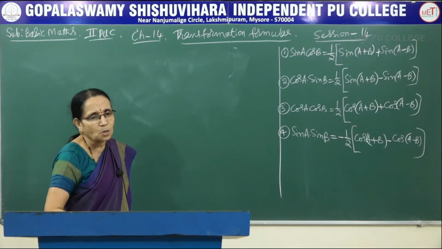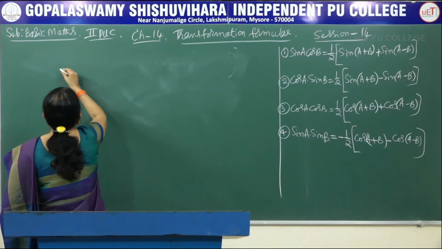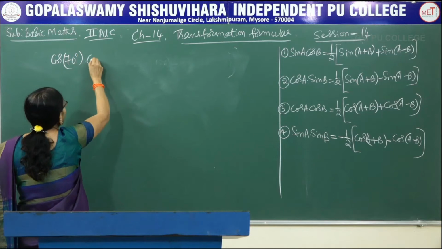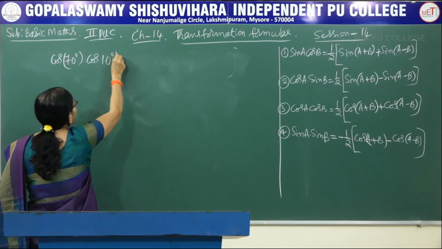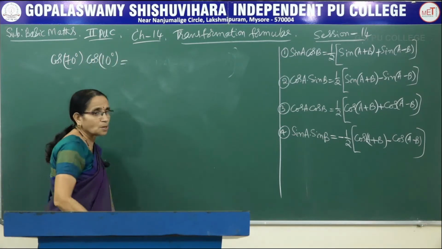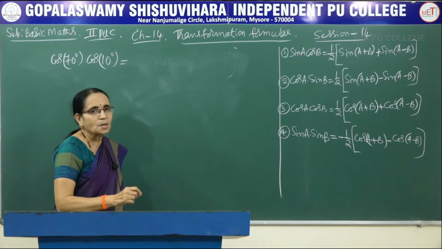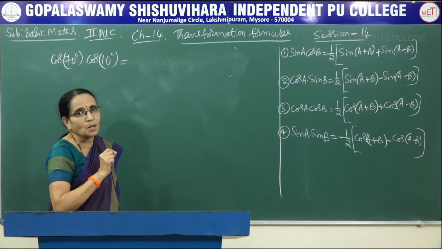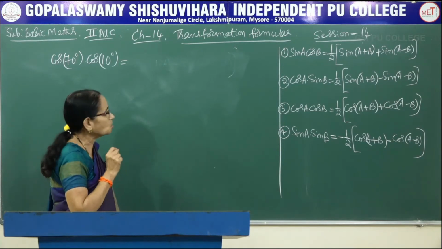Now let me move on to the next one, where I am giving another type of product. It is cos 70 into cos 10 degrees. Look here, in the previous two problems, I had considered general angle A there. Now I am giving a particular value, cos of 70 into cos of 10.